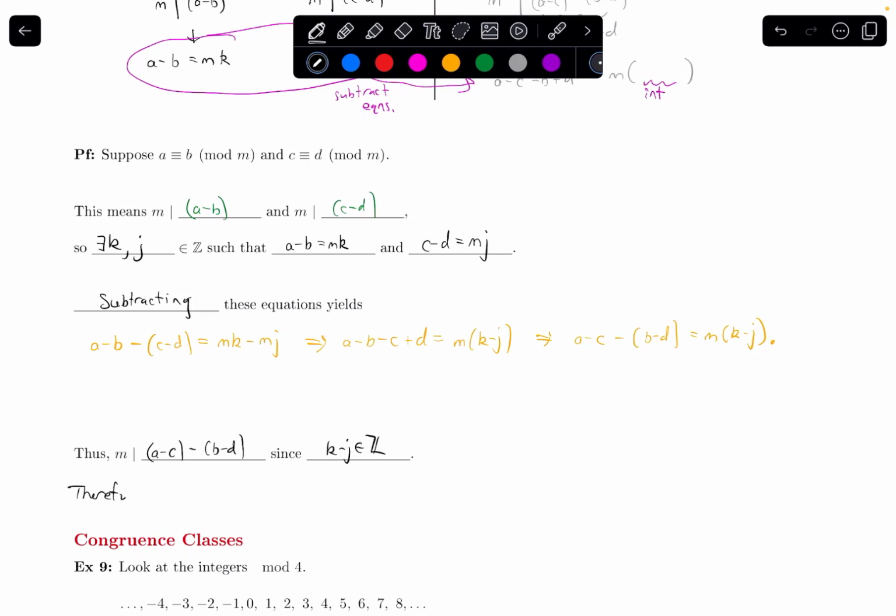therefore, what that lets me say is that these two things, a minus c and b minus d, are congruent to one another, mod m. And that's precisely what I wanted to prove. All right, so we are done.